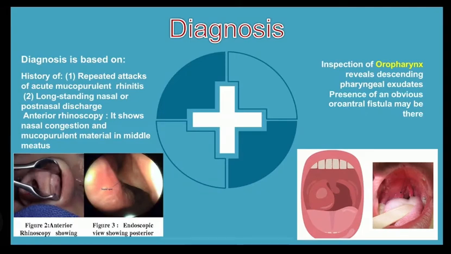The diagnosis is based on the history of repeated attacks of acute mucopurulent rhinitis. Second, long-standing nasal or post-nasal discharge. Anterior rhinoscopy shows nasal congestion and mucopurulent material in the middle meatus. Also, an inspection of the oropharynx reveals a descending pharyngeal exudate, and the presence of an obvious oroantral fistula may also be here.